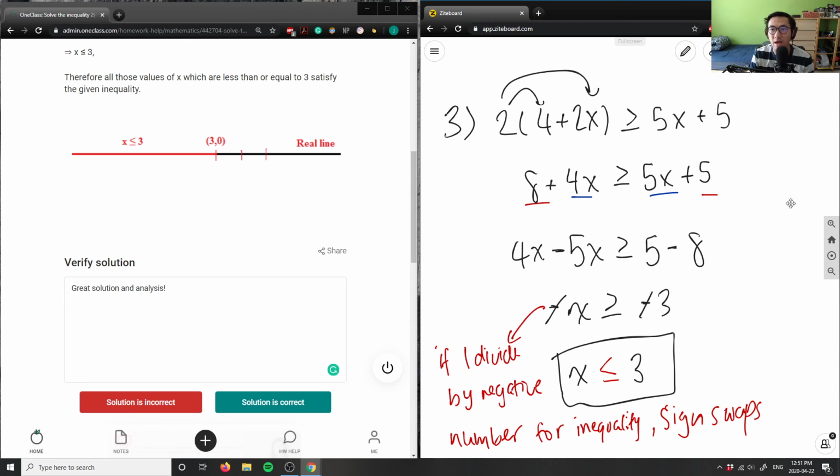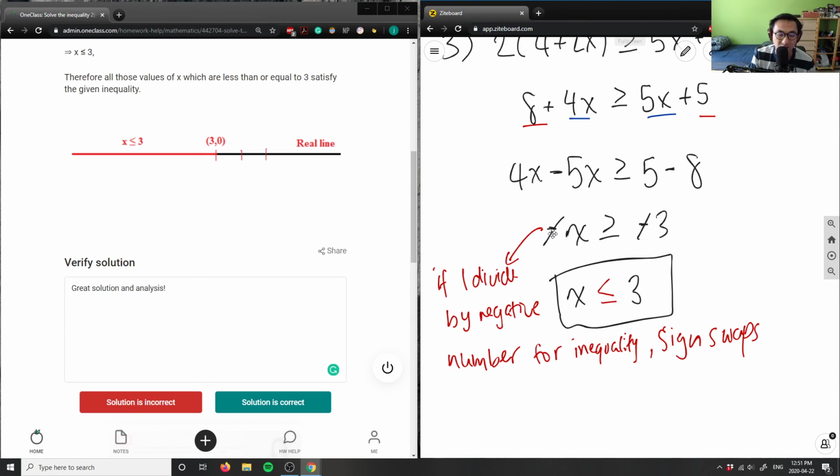So again, for inequalities, I fell into the trap here again. Negative x is greater than or equal to 3 here. If I'm dividing both sides by negative 1, I'm dividing by a negative number. So in this case, this sign swaps to this sign here. So the greater than or equal to swaps to the less than or equal to. So in this case, x is less than or equal to 3. That here is my solution for this problem.